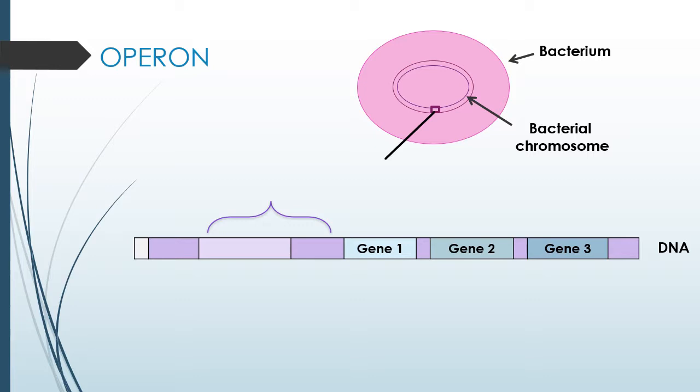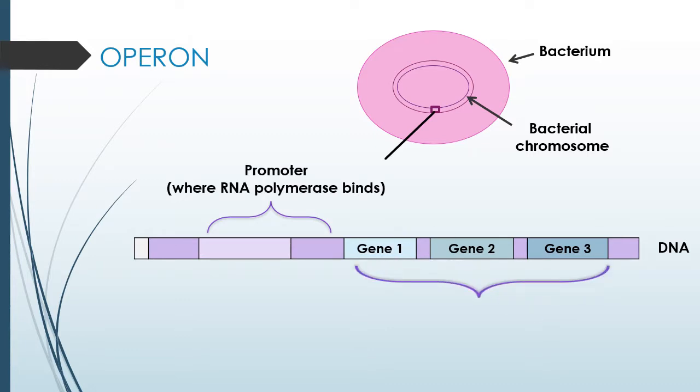Related genes are often found in a cluster on the chromosome, where they are transcribed from one promoter (RNA polymerase binding site) as a single unit. Such a cluster of genes under control of a single promoter is known as an operon.